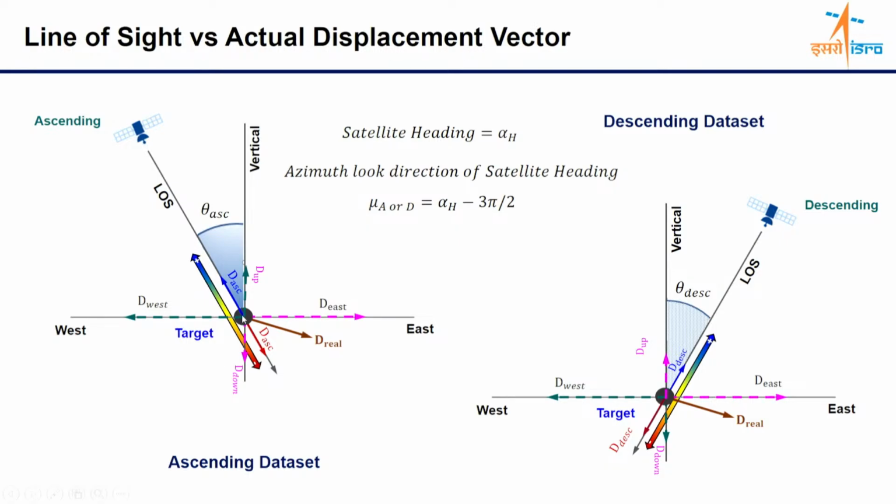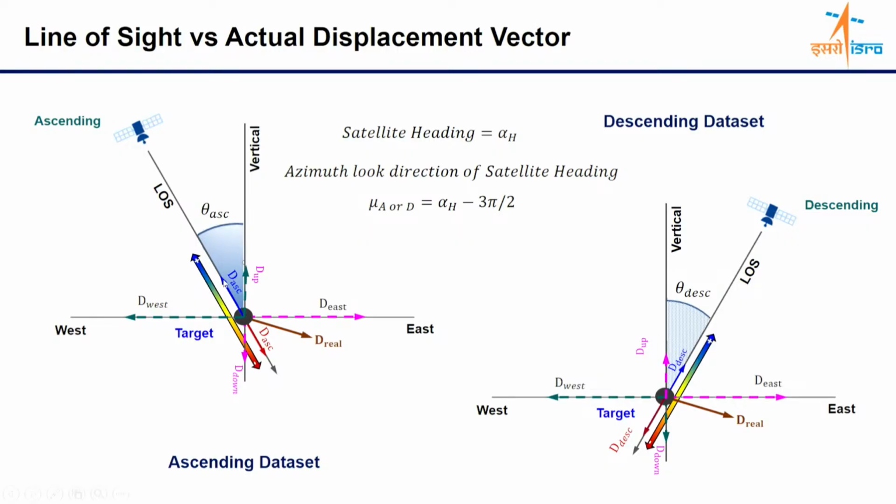So if the displacement vector of this target is towards the satellite, that displacement is denoted by the positive sign, or if the target is moving away from the satellite, meaning towards this side, then that displacement is denoted by the negative sign. So whatever displacement we are measuring from a single pass, either from the ascending pass or the descending pass, if we are getting negative displacement, then we can say the target is moving away from the satellite. If we are getting positive displacement, then we can say the target is moving towards the satellite, okay.